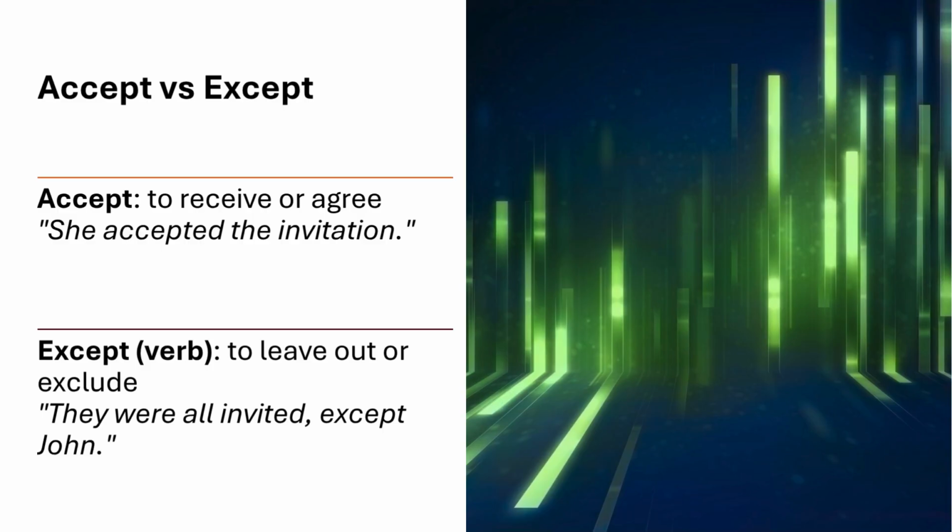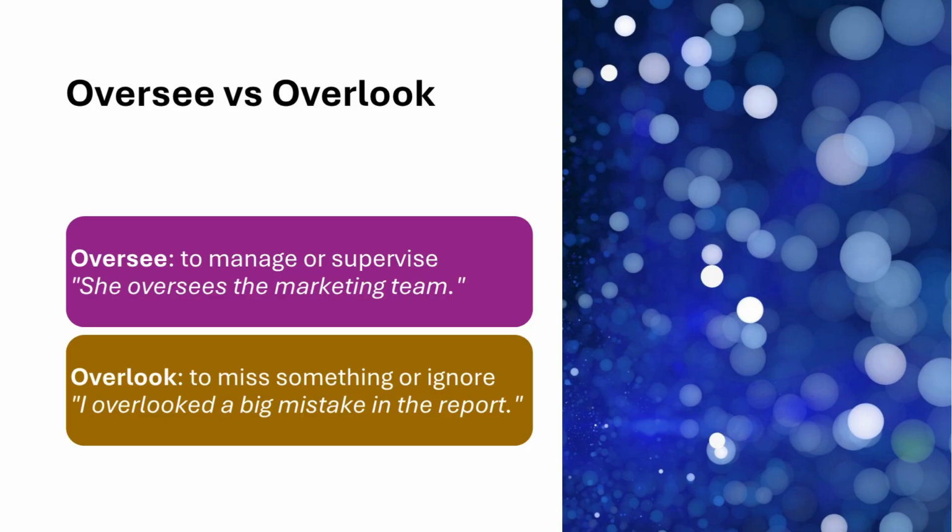And the next pair of verbs is oversee versus overlook. Oversee means to manage or supervise. For example, she oversees the marketing team. And whereas overlook is to miss something or ignore something. For example, I overlooked a big mistake in the report.